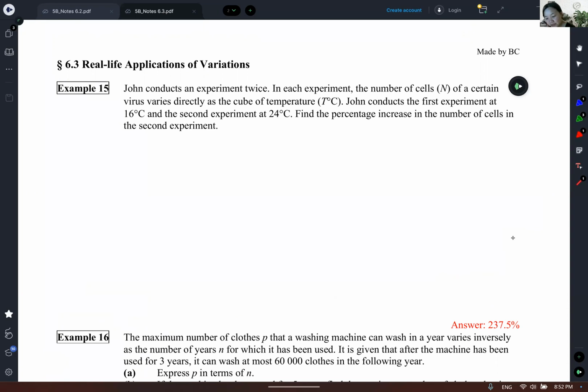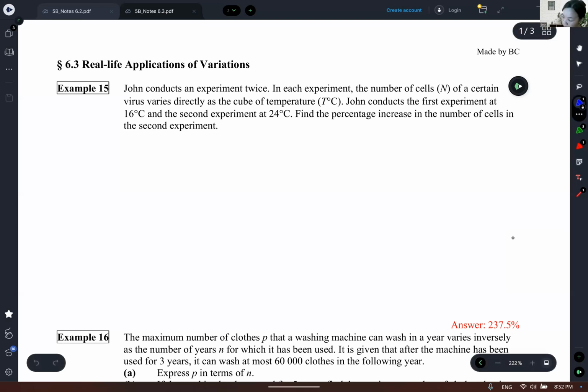The first one, example 15. John conducts an experiment twice. In each experiment, the number of cells N of a certain virus varies directly as the cube of the temperature T degrees Celsius. John conducts the first experiment at 16 degrees Celsius and the second experiment at 24 degrees Celsius. What is the percentage increase in the number of cells in the second experiment?